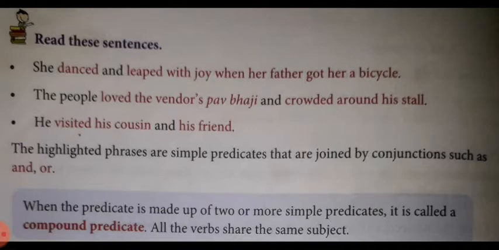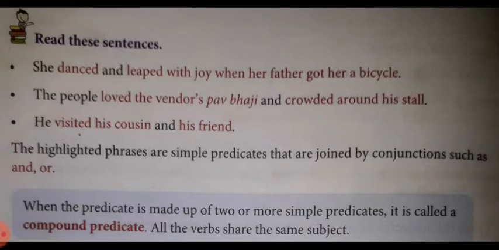The people loved the vendor's pav bhaji and crowded around his stall. Who loved the vendor's pav bhaji and crowded around the stall? The people. The people is the subject. Loved the vendor's pav bhaji and crowded around his stall, that is your compound predicate.